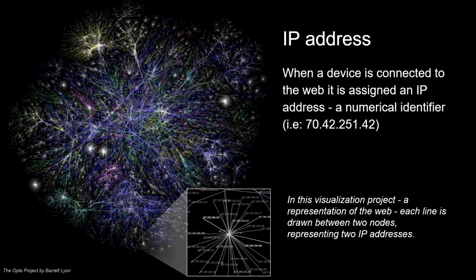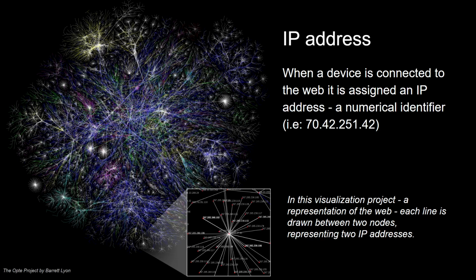And a lot of the time when we're accessing a website, what we're actually looking at is a number that looks kind of like this number they show here, the 70.42.251.42. That's usually actually what the computer is looking for. But we have these things called domain names, which basically map onto those numbers. So it's easy for us as humans to remember words like google.com or facebook.com.